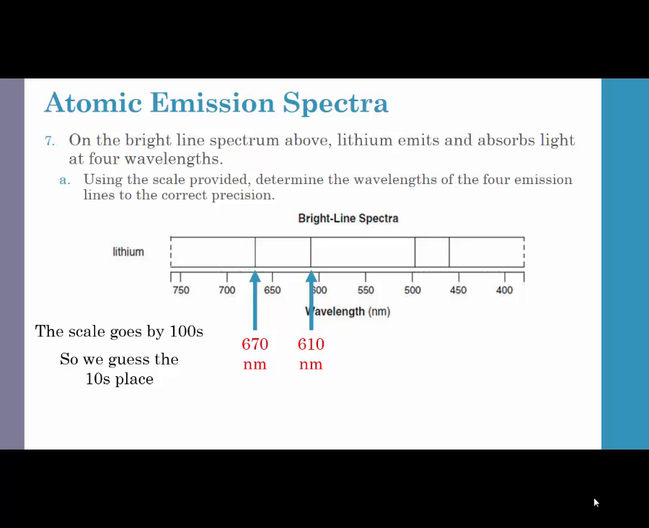Again, I can't do any better because my scale goes by 100ths, so the best I can do is to guess that tens place. The best I can do for the next line is 500, even though I think it's a little bit before 500. But the best I can do with this scale is to guess that that's a 0 in the tens place. And then my last line here is at 460. So a little bit past the 450, I'm going to guess that that's 460.